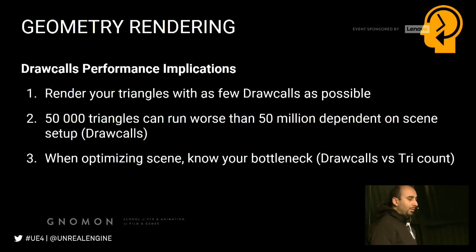So, keep in mind that we always need to try to render as many triangles with as few draw calls as possible. And as we saw in the examples, 50,000 triangles can run much worse than maybe 50 million triangles if we have a bad setup for our scene. So when we optimize, before going directly into optimizing triangle counts and creating LODs and all those kinds of things, try to know what the bottleneck is and focus on that.